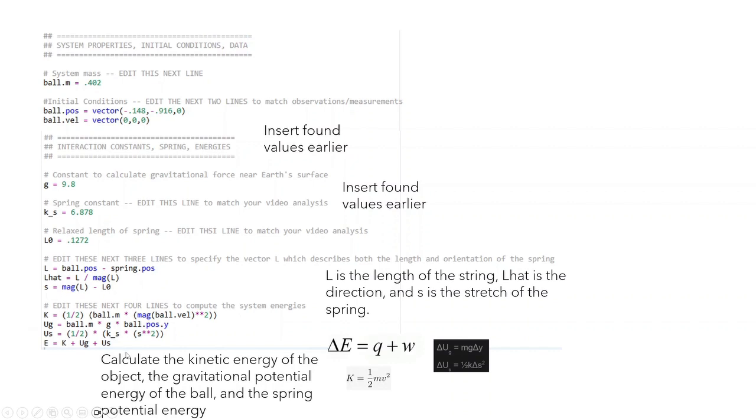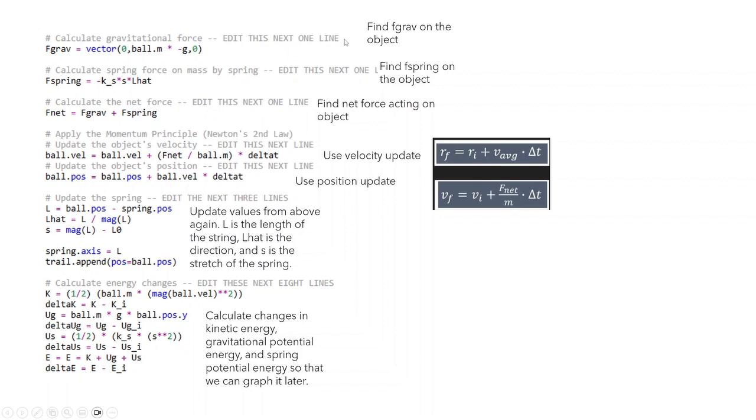And then we calculate the kinetic energy of the object and the gravitational potential energy of the object and the spring potential energy as well using these formulas right here. And we calculate the total energy as well by adding all those together. Continuing on, we find the force of gravity acting on the object, the force of the spring acting on the object, and the net force acting on the object by adding those two together.